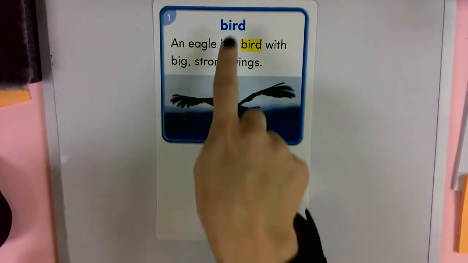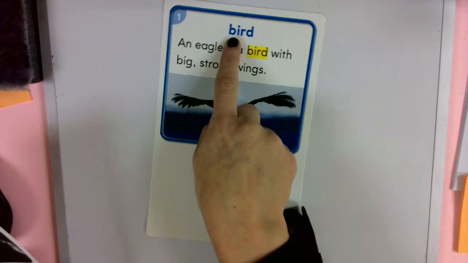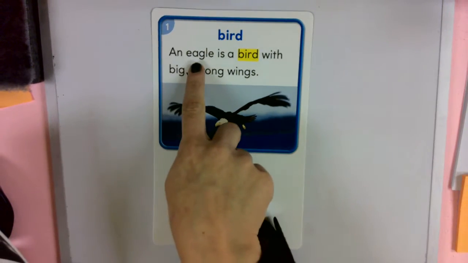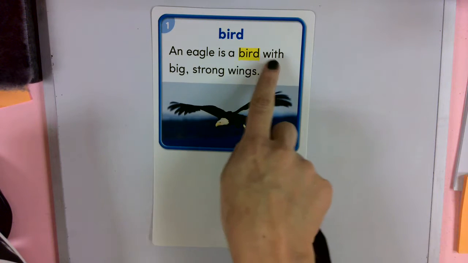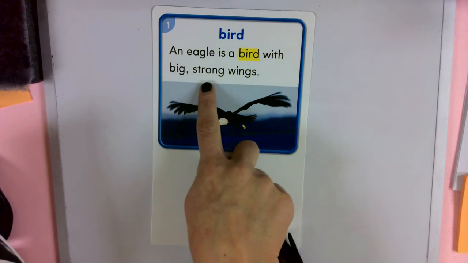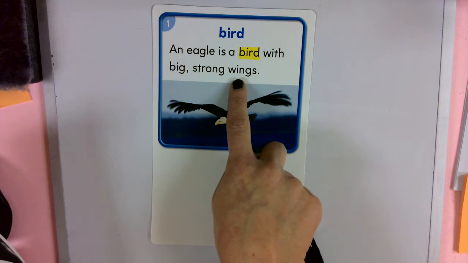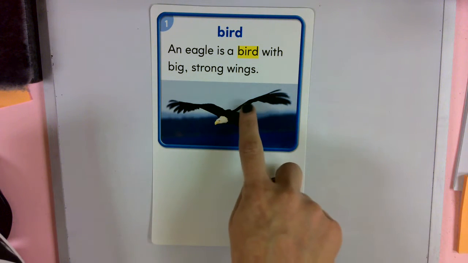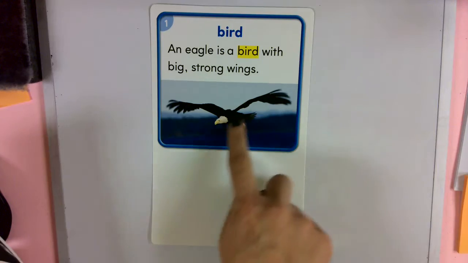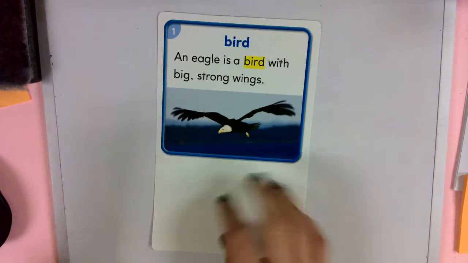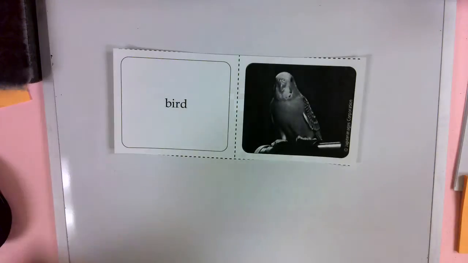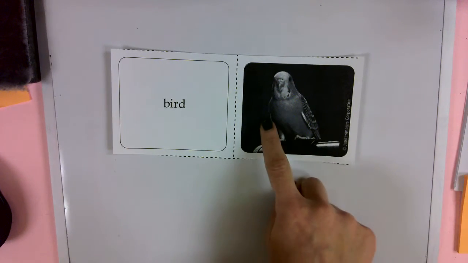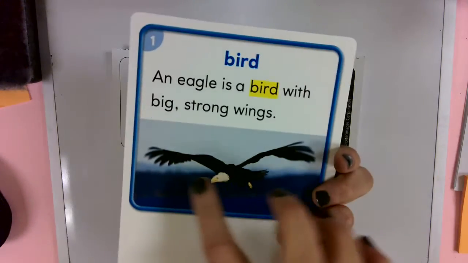The next vocabulary word is bird. An eagle is a bird with big, strong wings. So this is an eagle. This eagle is a bird. He has big, strong wings. Here's another picture of a bird. Now, a bird is an animal that has two wings. Most birds can fly.